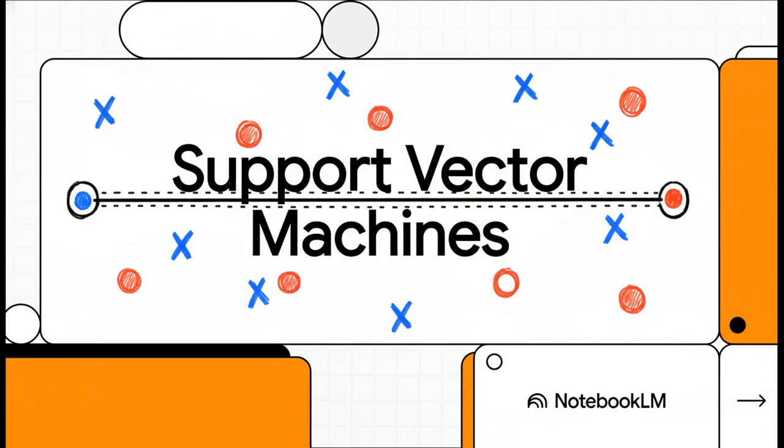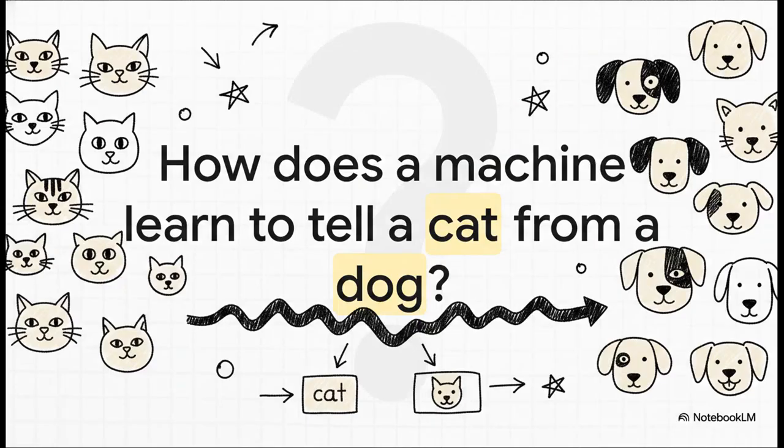All right, let's jump right in. Today, we're going to pull back the curtain on one of the coolest concepts in machine learning, the support vector machine, or SVM for short. What is this thing, and how does it work? Let's get into it. It really all boils down to a pretty simple question.